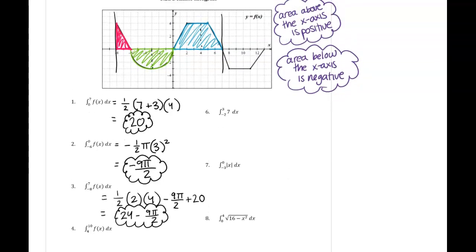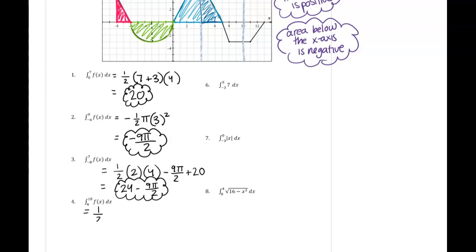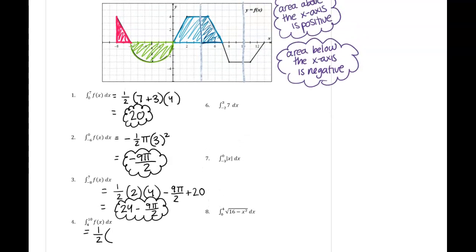Now let's look at from 4 to 10. I'm going to get rid of these vertical lines. From 4 to 10, that's from here to here. So we have part of that trapezoid we found the area of before. To find the area of that trapezoid, we will do 1/2 times the bases added together. So this is 3, the other base is 1. So 1/2 times 3 plus 1 times the height, which is 4.